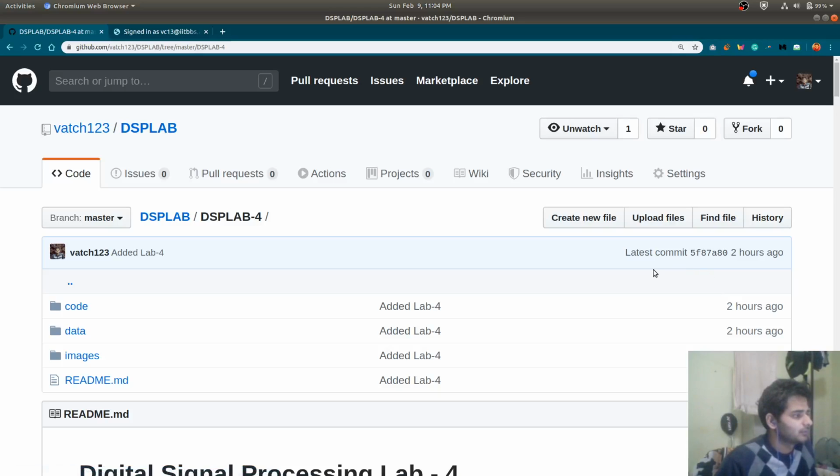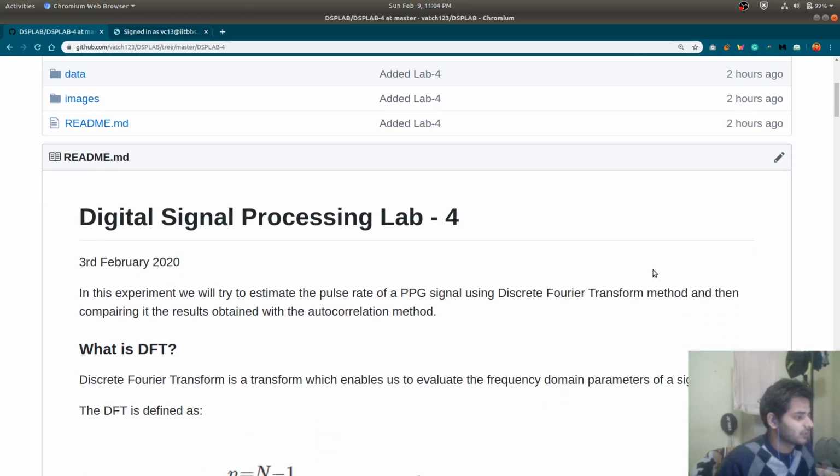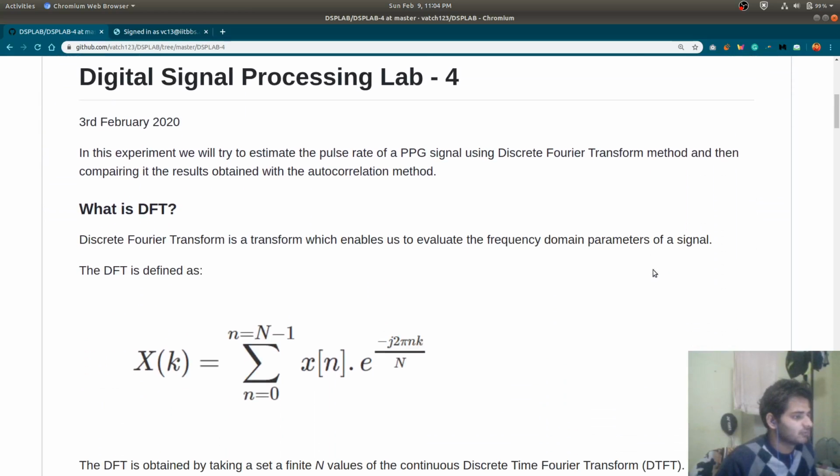Today I am going to talk about Digital Signal Processing Lab 4. In this particular lab, we dealt with the discrete Fourier transform. So, let's just dive straight into it.